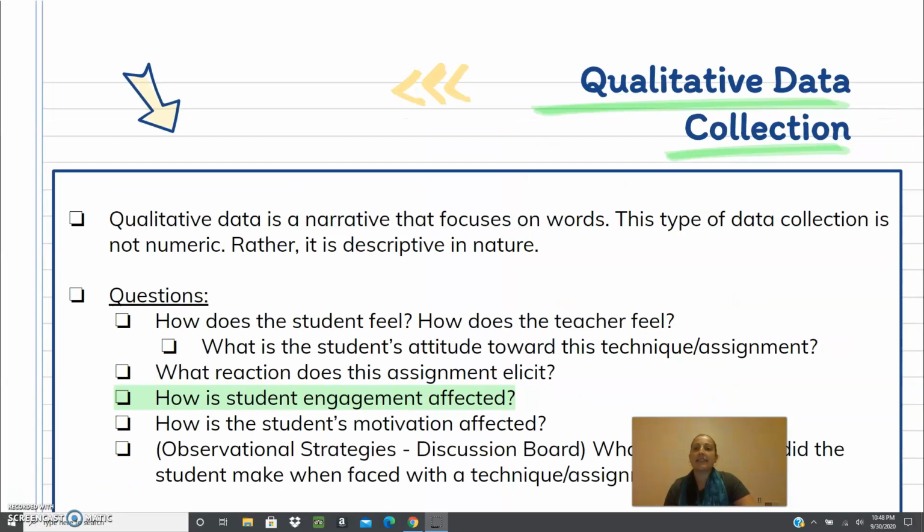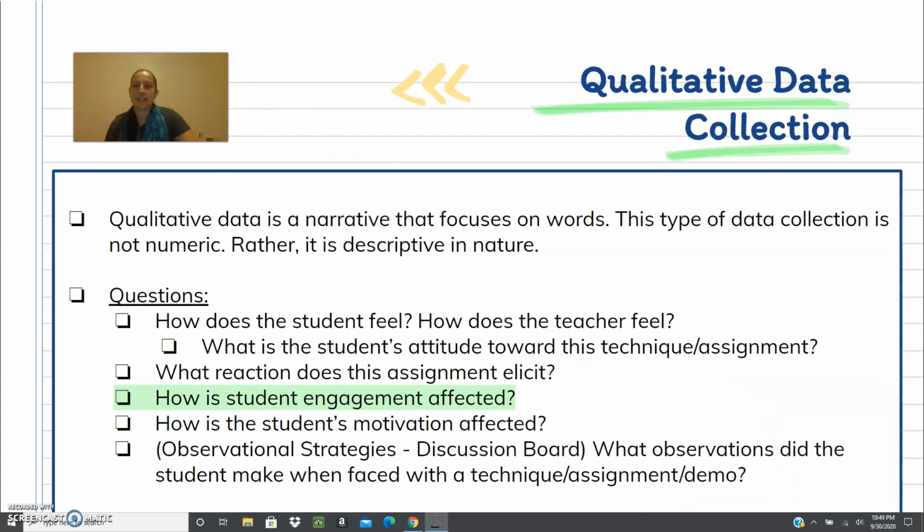So, like I said, this is qualitative data collection, because what you're really focusing on, as far as the journaling aspect, is that narrative, which is going to be the words that the students are providing. And the questions that the journal really helps to answer are ones that focus more so on students' feelings, their emotional reaction, and a lot of the attitude and engagement questions that were posed in the discussion board.